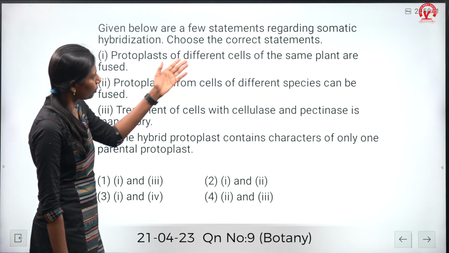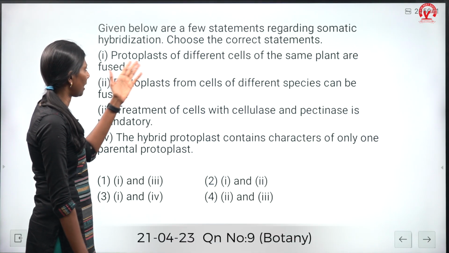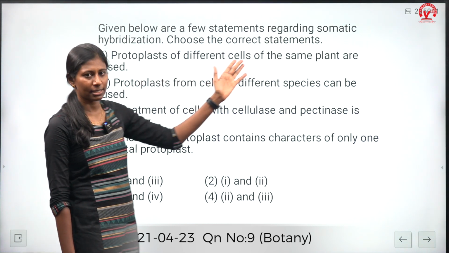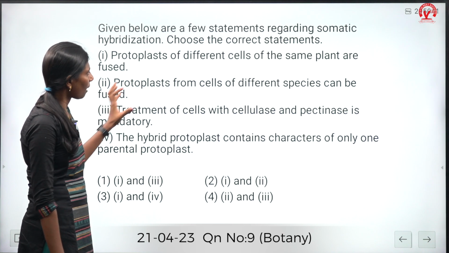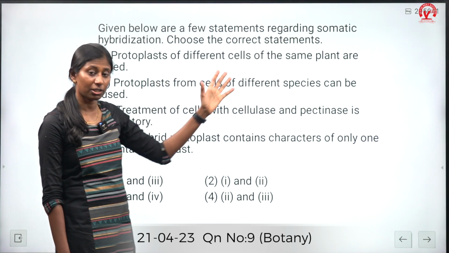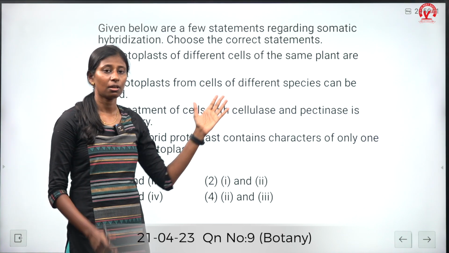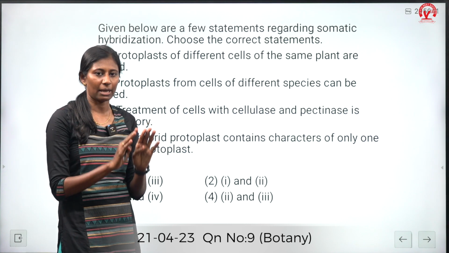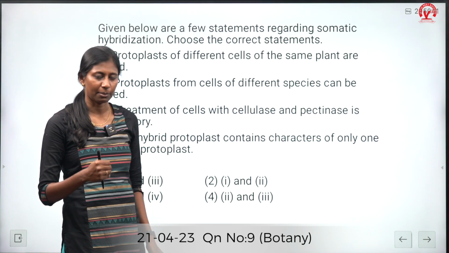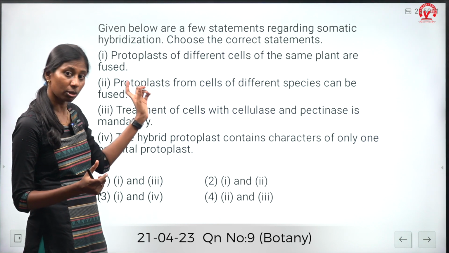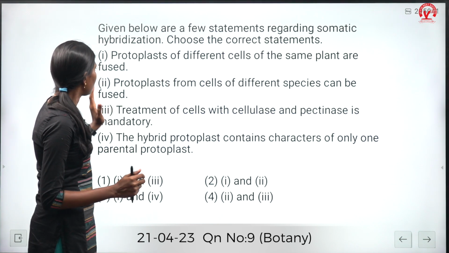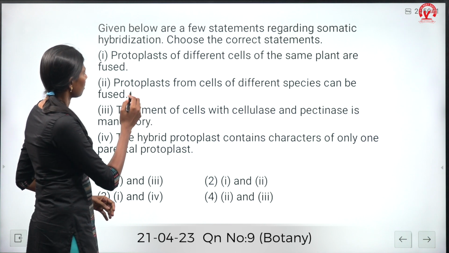Given below are a few statements regarding somatic hybridization. Choose the correct statements. Before we get into this topic, you have to know what is somatic hybridization. Somatic hybridization means fusion of two different plant cells to get a hybrid. The resulted hybrid will have the characteristics of both the plants. So let's consider the first statement.